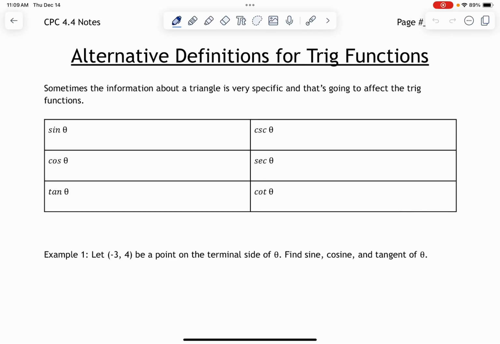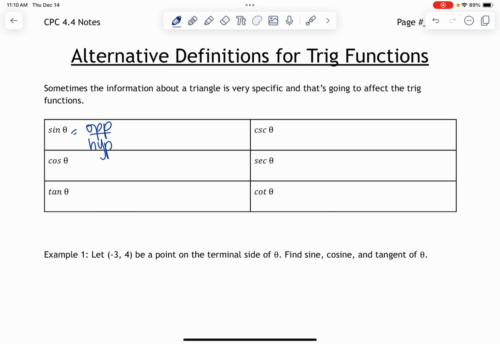Section 4.4 is alternative definitions for trig functions. You would use these alternative definitions if you aren't working on the unit circle, but your angle is embedded in a graph. So I'll show you the examples and then talk about when you would use these alternative definitions. We're still using the same core definition.